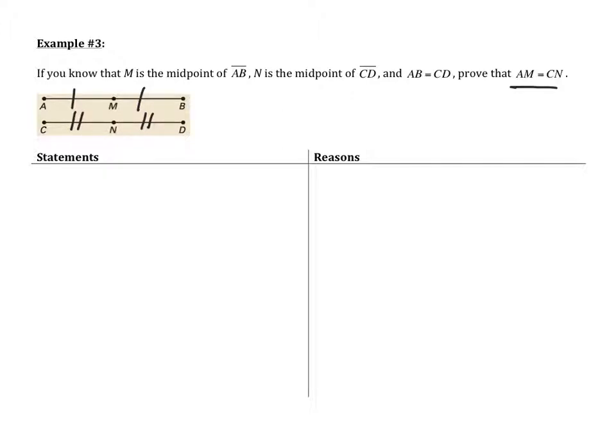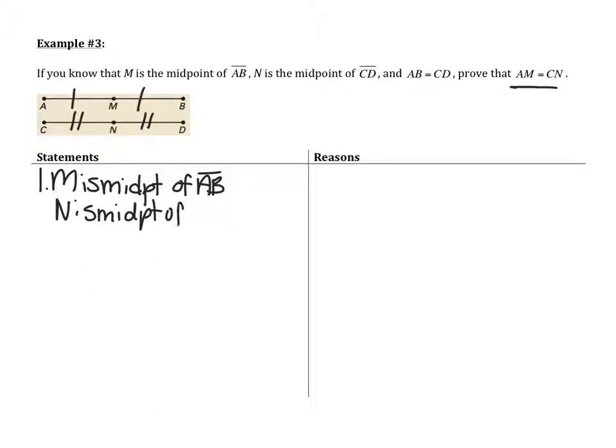The first step in any proof is to write down what you were given. In this case, we were given that M is the midpoint of segment AB. We also know that N is the midpoint of segment CD. And we also just know that AB is equal to CD. And we know that because it was given. Remember, the first step is to always write down the given.